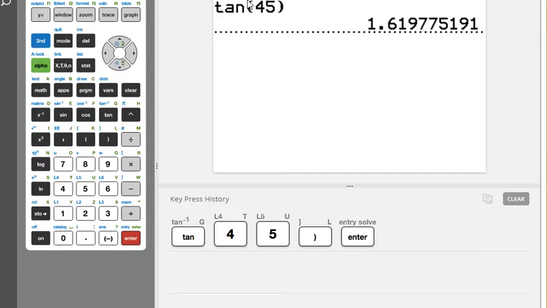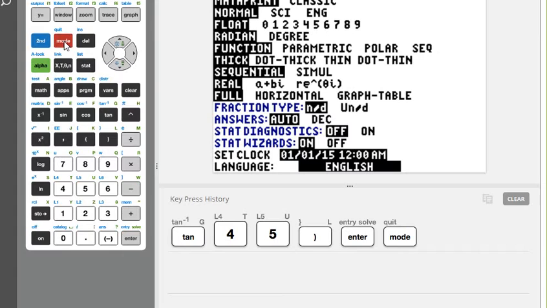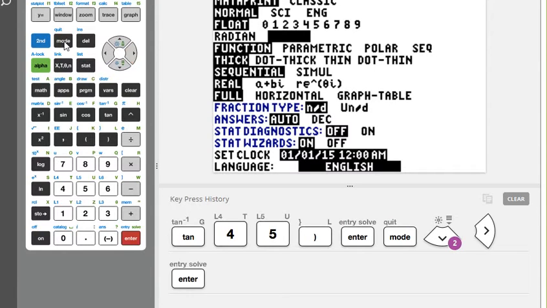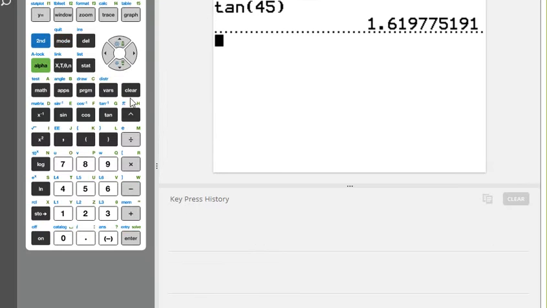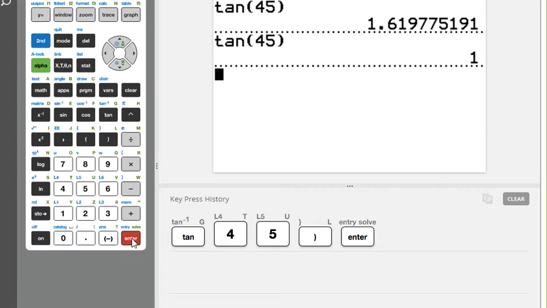So how do you change your modes? Well, you hit the mode key, and Nico, you can do this one as well. You hit the mode key, and you go down to radians. You come over here and press the enter key on degrees. Now I'm in degree mode, and you can see that here. Now if I did that calculation, let me clear this out here. Tangent of 45 should give me 1. Oh, and it does.